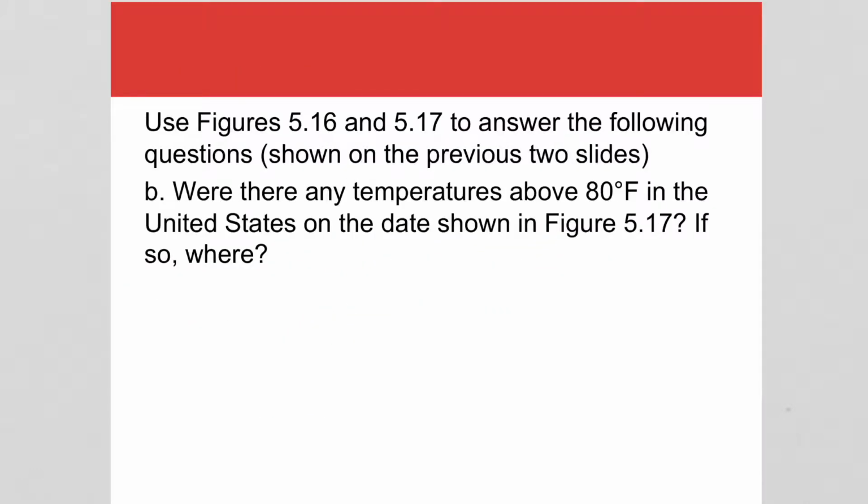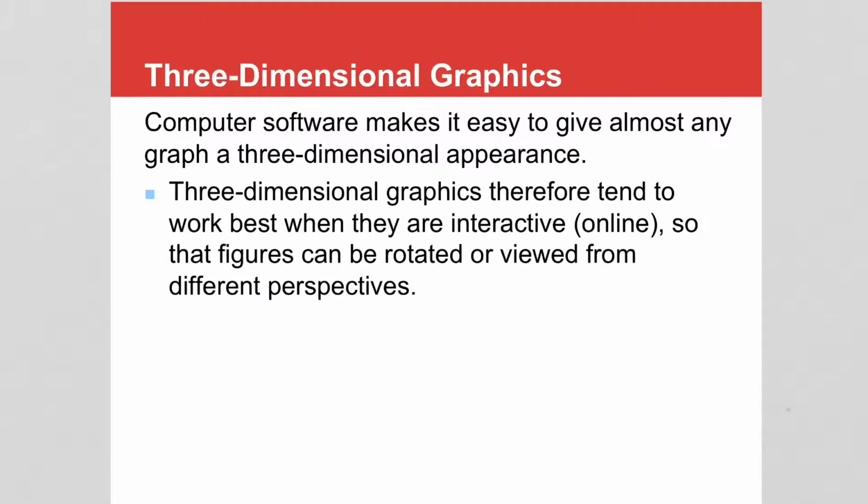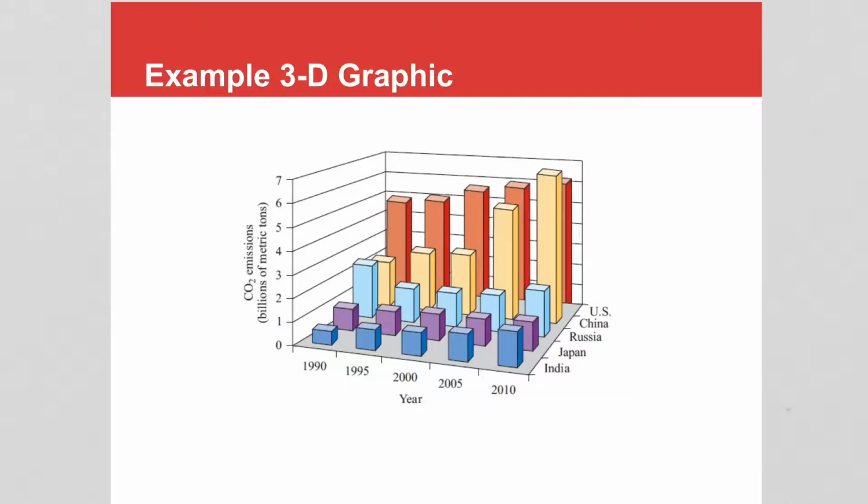So the answer to our question would be southern parts of Florida were above 80 degrees. And last but not least, sometimes you'll look at three-dimensional graphs. And they're a little bit harder to read. Here's a picture of a three-dimensional graph. So in a three-dimensional graph, we're able to have three axes, not just the vertical and horizontal, but vertical, horizontal, and a depth.